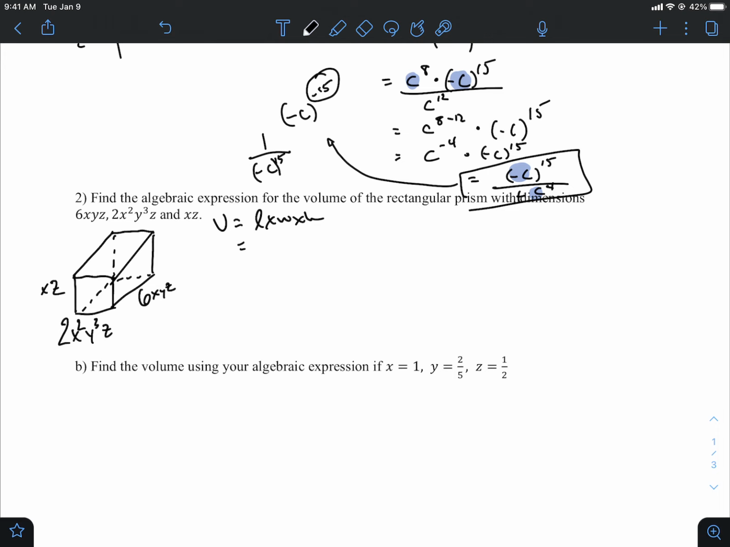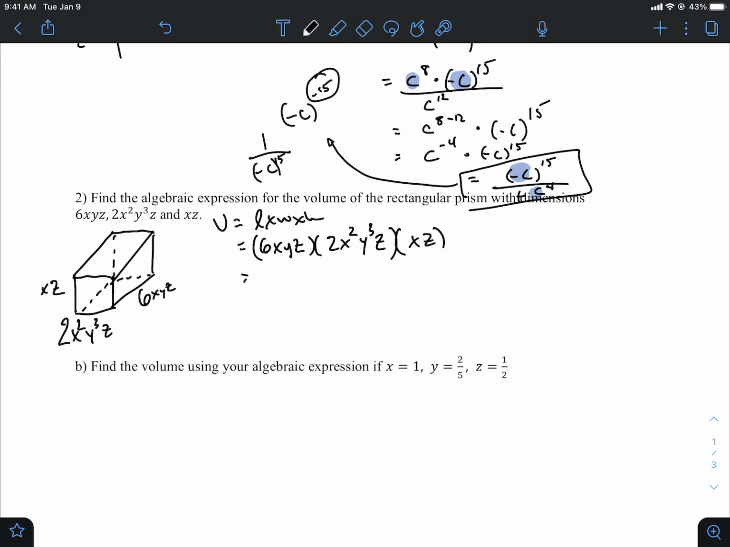Remember, this is what I was trying to model for you during our lesson: give me an algebraic expression first, and then part B tells you values for each variable to plug in, and then you can give me a number for the volume. Okay, so 6xyz multiplied against 2x squared y cubed z multiplied against xz.